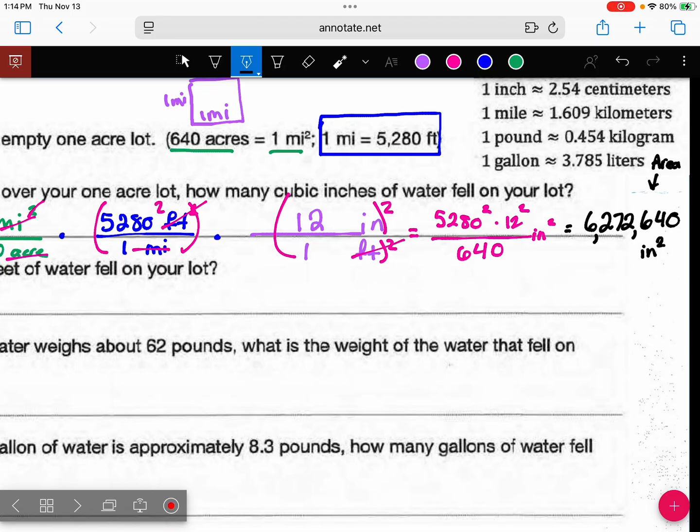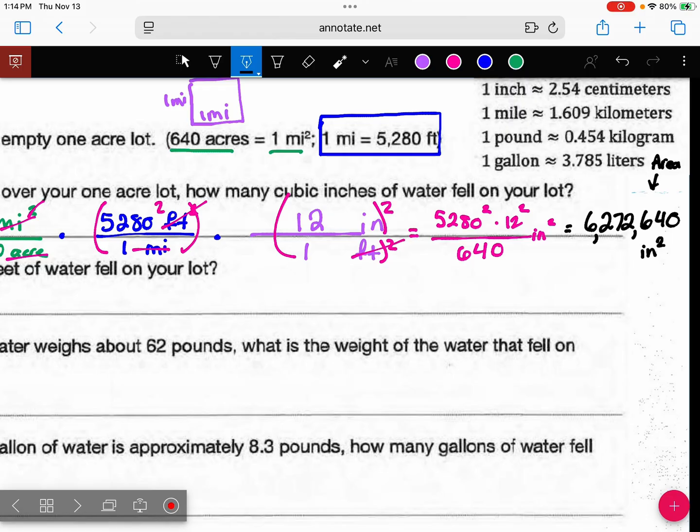1 inch of water fell on my farm. How many cubic inches is that? Where's the... So square inches is my area. How do I switch it to be volume? Times the height, right? Because this is our geometry: length times our width times our height. So we now have our area, our square inches.